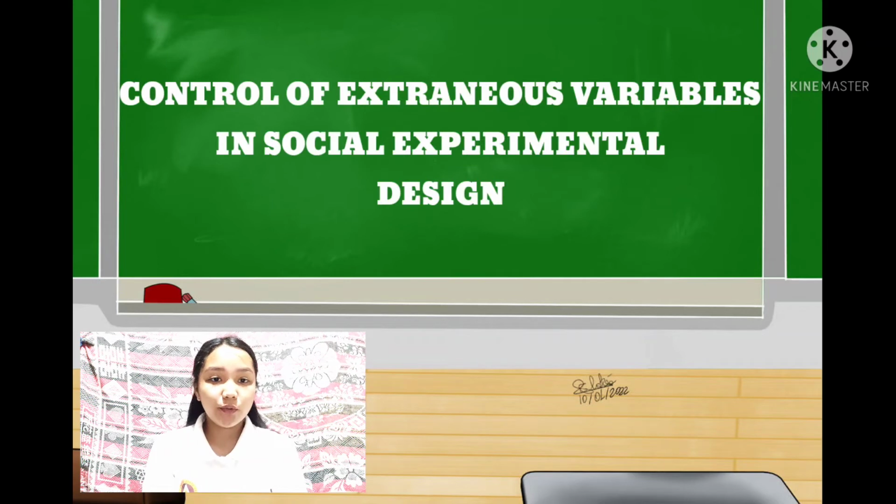Now let's proceed to the control of extraneous variables in social experimental design. One way to control extraneous variables is with random sampling. Random sampling does not eliminate any extraneous variable. It only ensures it is equal between all groups. If random sampling is not used, the effect that an extraneous variable can have on the study result becomes a lot more of a concern.